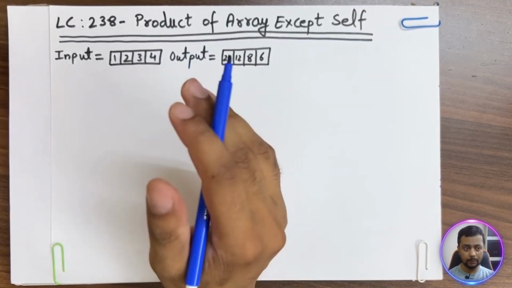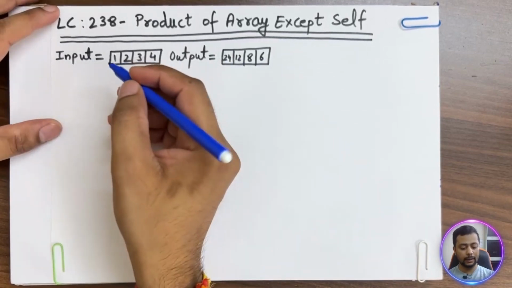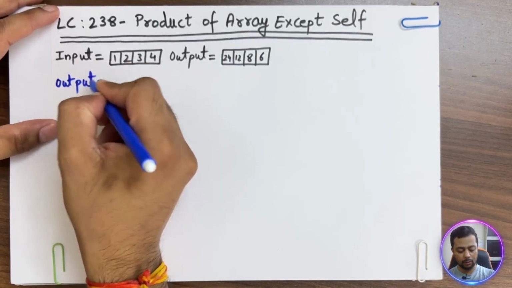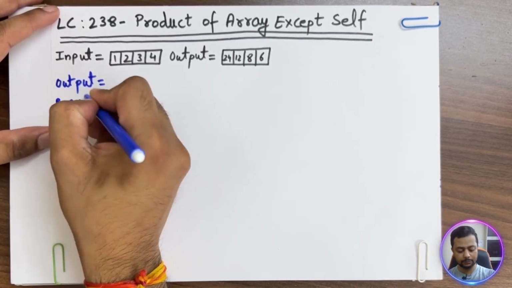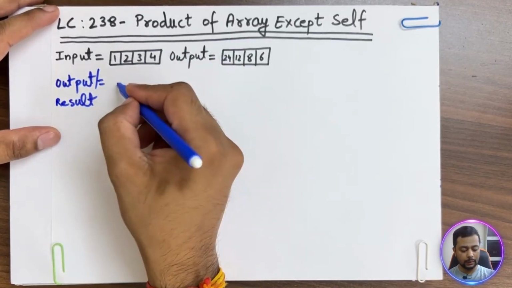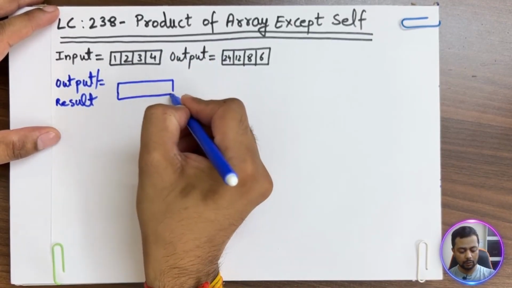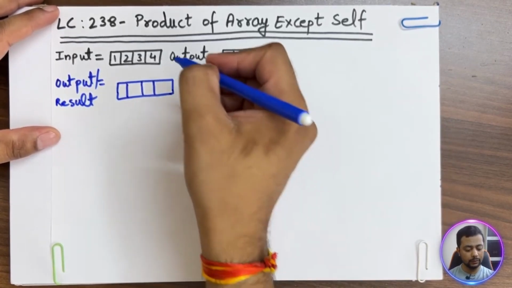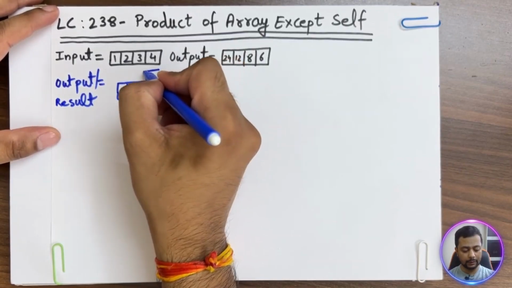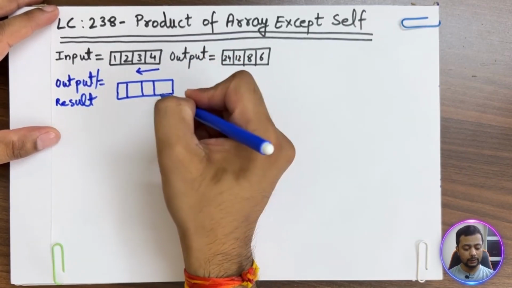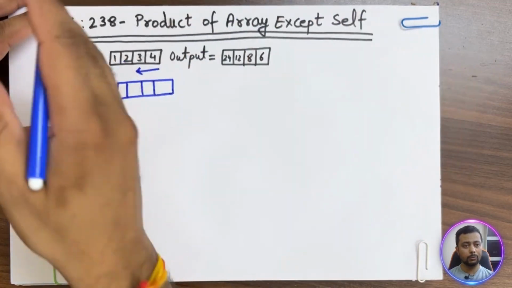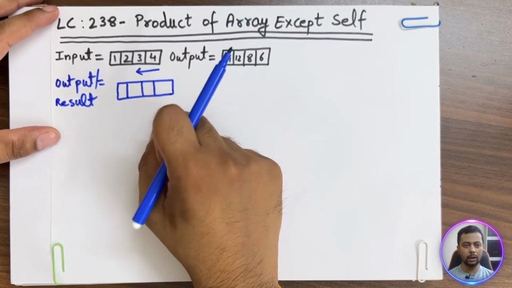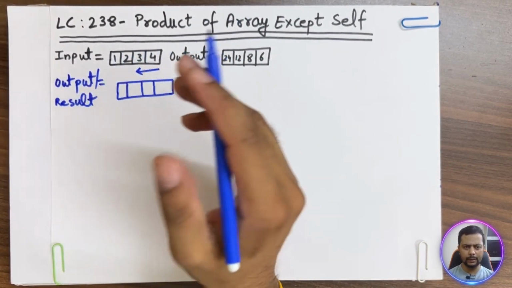So there will be two steps to this. First of all, let's say I initialize an output array, which I will call the result array. You could call it anything. It is initially empty, of size 4, and what I do is I start traversing the input array from the right side. I will start accumulating the product from the right side of the input array, and I will put them in the result array. So this is not the final result, this is just an intermediate step.